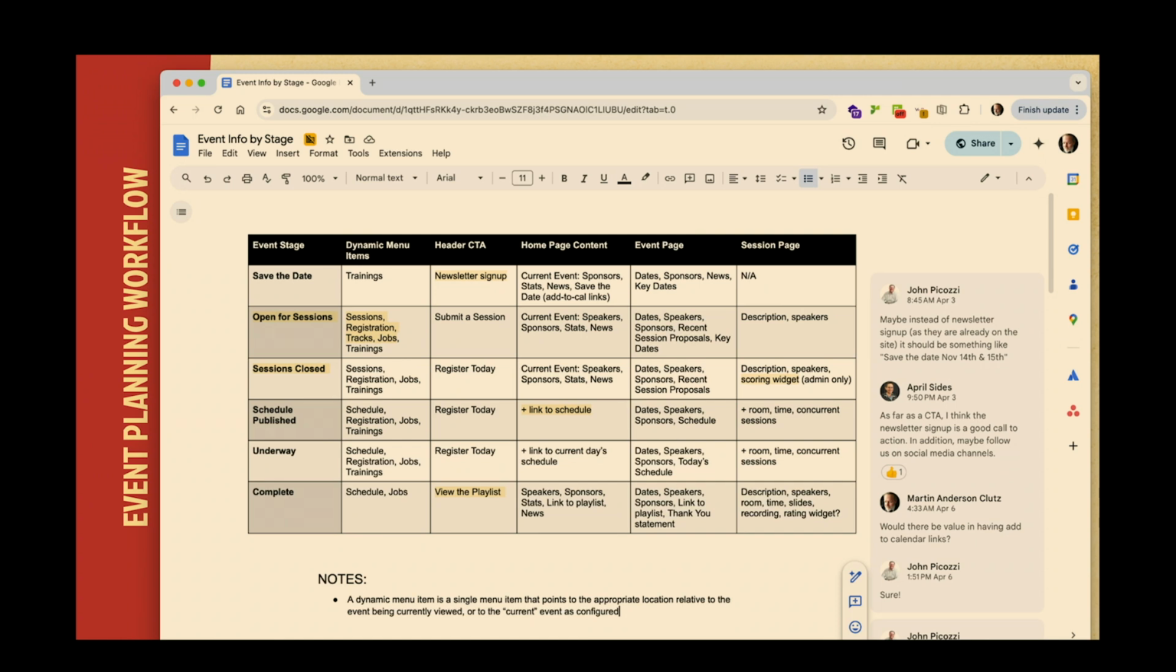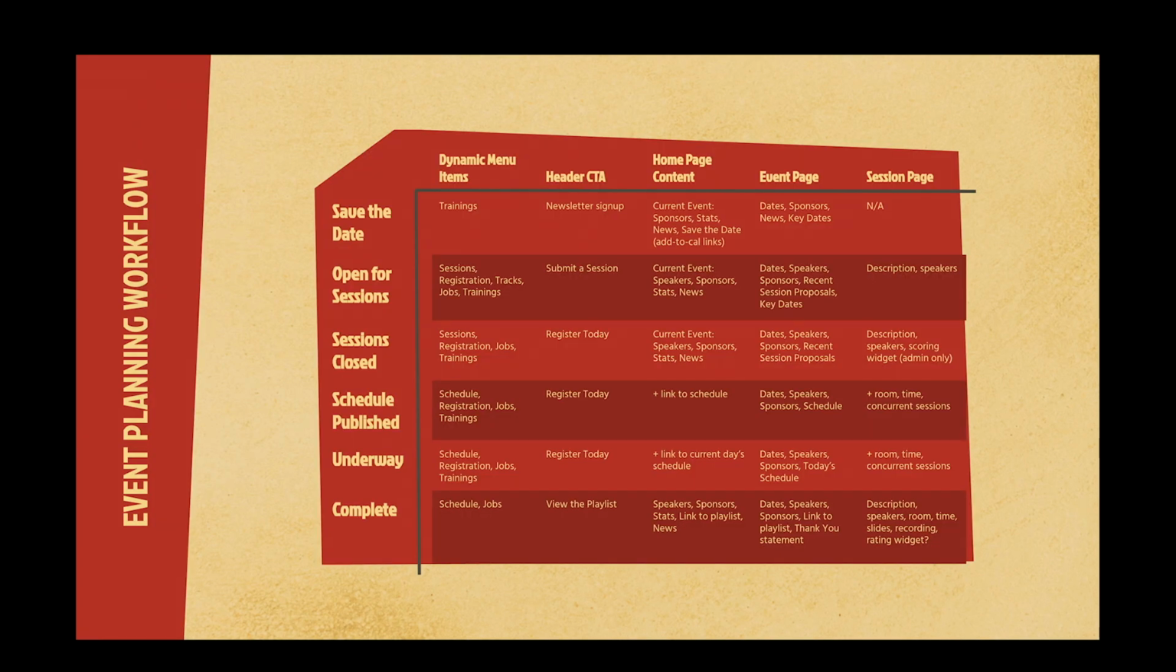So I started a conversation with a variety of event organizers, tried to lay out a spreadsheet with some different ideas and collect some feedback, and really finalized it on this particular list. Down the left, you can see the different states in the workflow that we were considering, and then some different places on the website where we could feature different kinds of messaging.